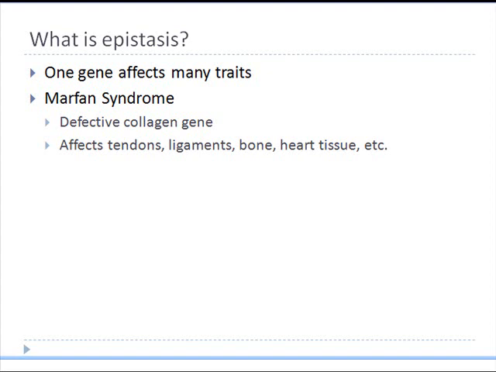In conclusion, an organism's environmental history plays a lot of effect on the expression of its genotype. You may have the genotype, but the environment can affect how that genotype is expressed in the phenotype.